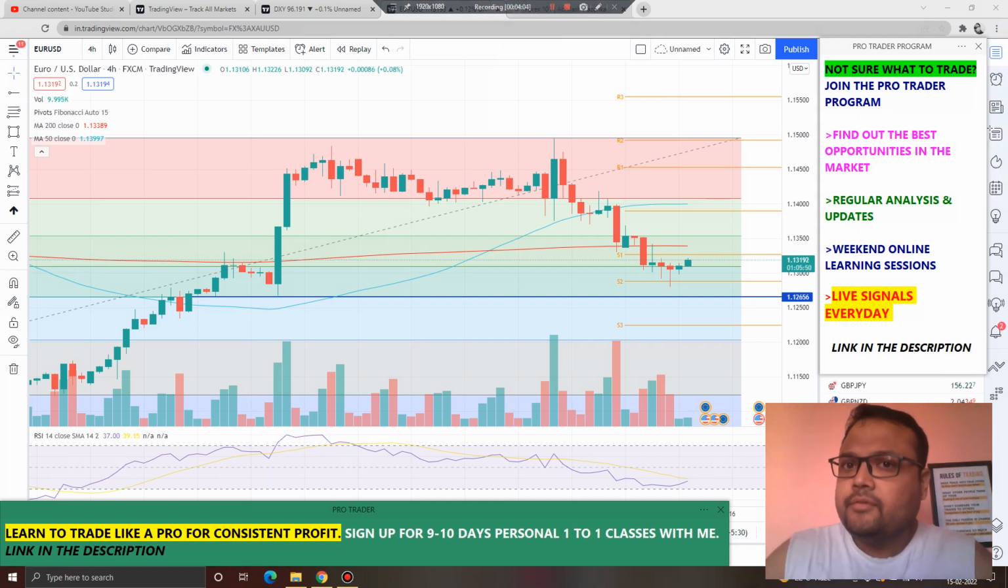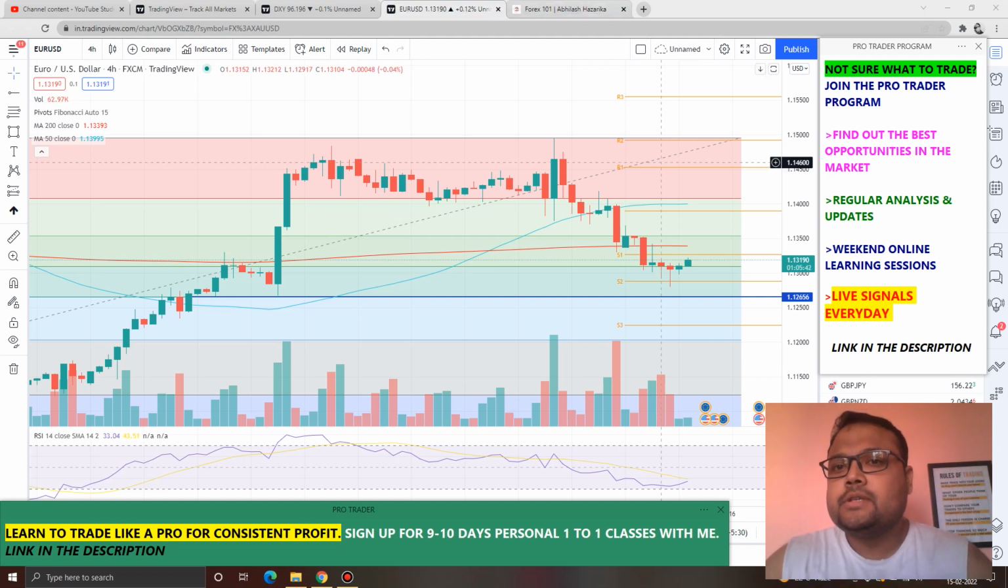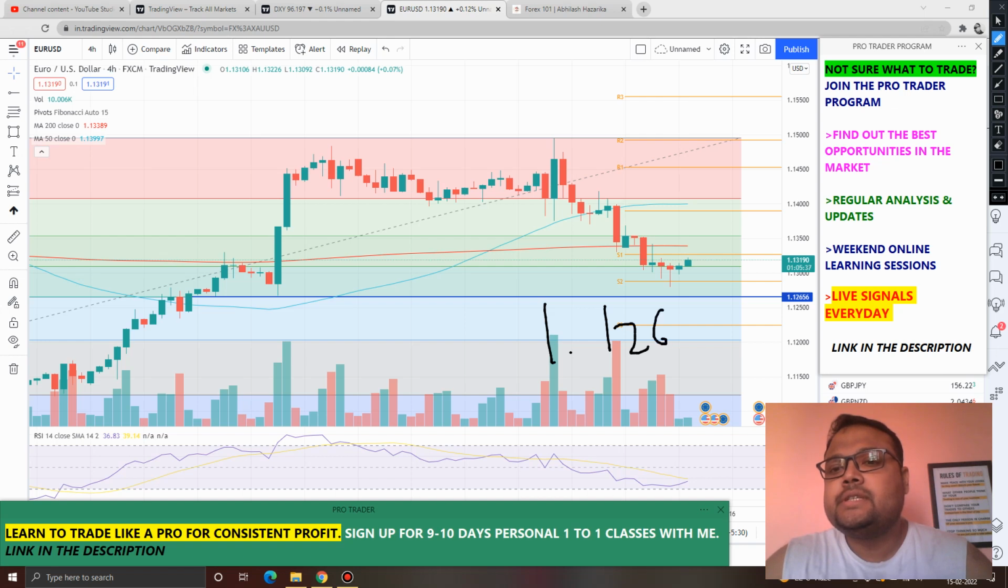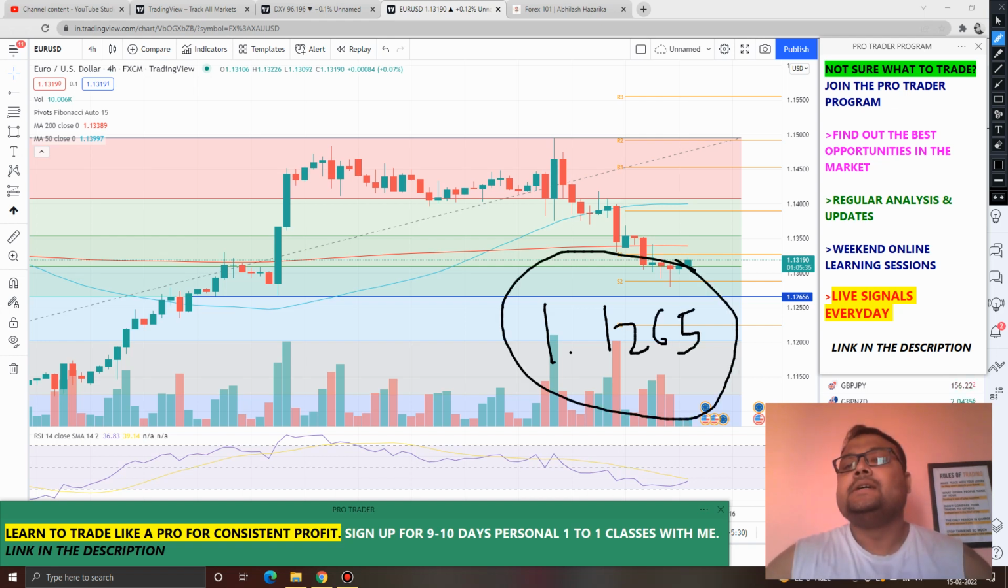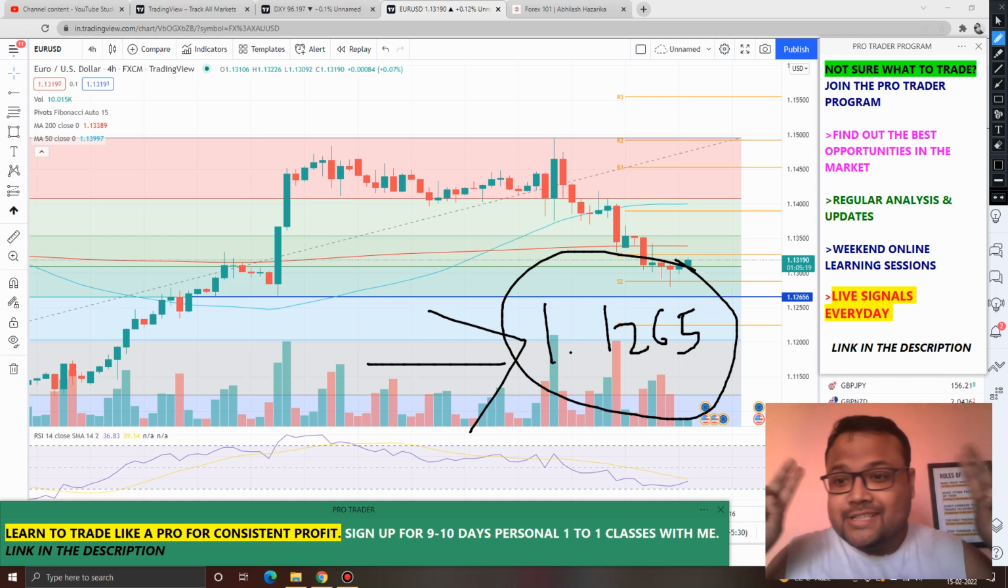So if the dollar again shows great bullishness in the market, yes, there will be pressure on Euro USD again. If Euro USD breaks the level of 1.1265, and you see fresh selling on Euro USD, you can take a sell position again. So 1.1265 can be another level for taking a sell position on fresh selling. Yes, I'm talking about fresh selling in the market.